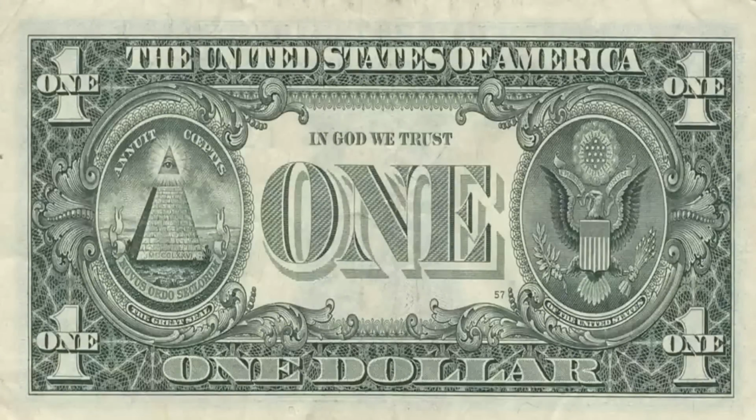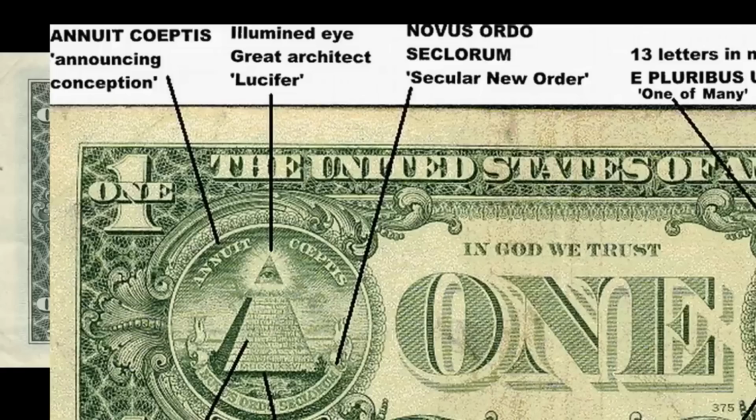Anyways, let's get into it then. At the very top of the seal itself, on the left-hand side, you'll notice that there's a pyramid. Above the pyramid, you'll see a Latin expression that says annuit corruptus, and below it, it says novus ordo seclorum. Translated from the ancient Latin, annuit corruptus novus ordo seclorum means announcing the birth of a new world order.